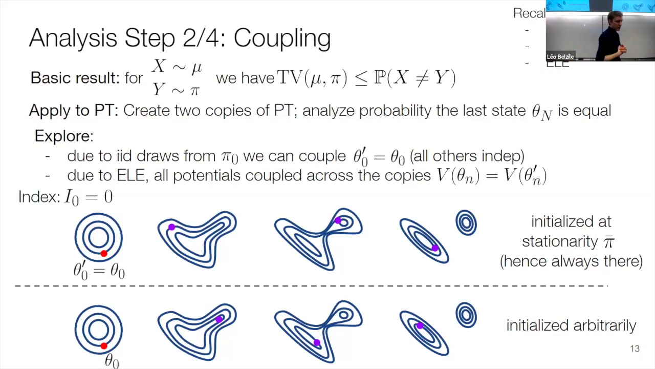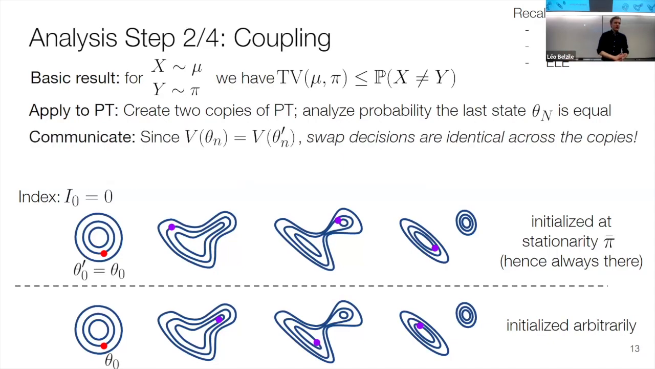I'll say that my index process is the chain number for that red state. So right now it's at 0. So my index at time 0 is 0. Next, we're going to communicate. That's the next step of PT.